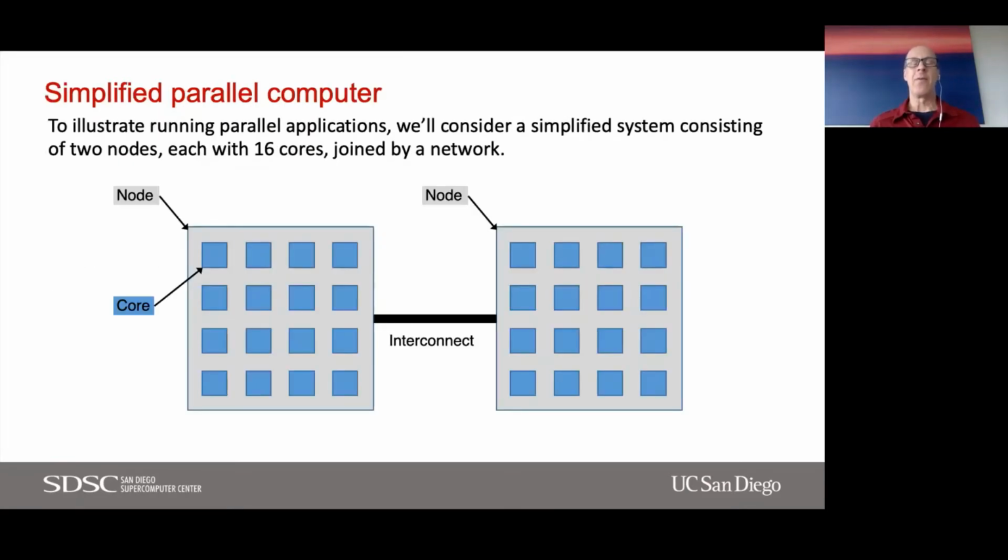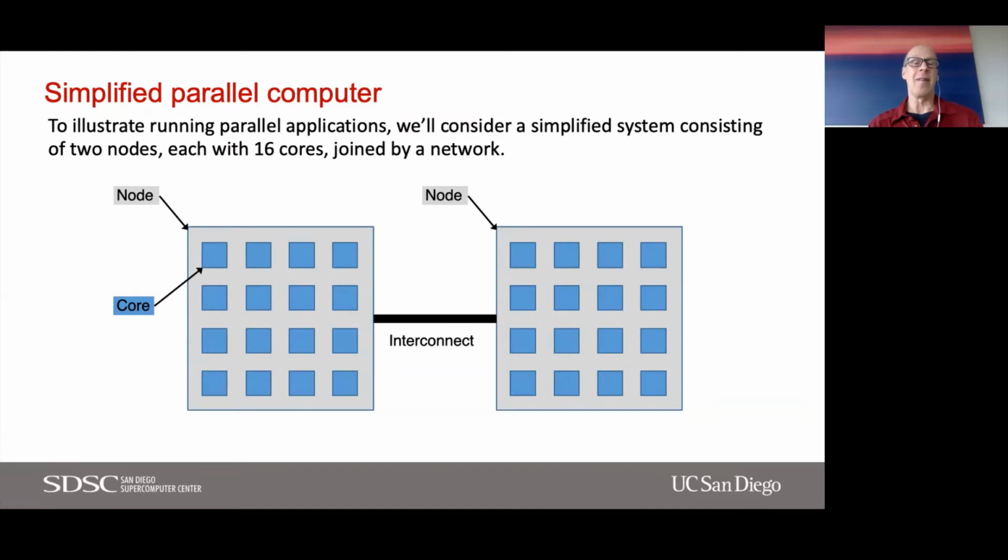So for the next few slides, we're going to talk a little bit about hybrid applications. And rather than using something so big and complicated like Expanse or any other real supercomputer, we're going to imagine a very, very simplified parallel computer. So it consists of just 2 compute nodes, and each of those nodes is going to have 16 cores. So of course, this is unrealistically small. Most supercomputers are going to have hundreds to thousands of nodes. The number of cores on new systems is probably going to be 64 or greater.